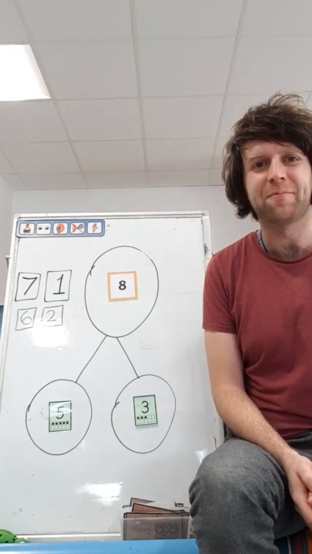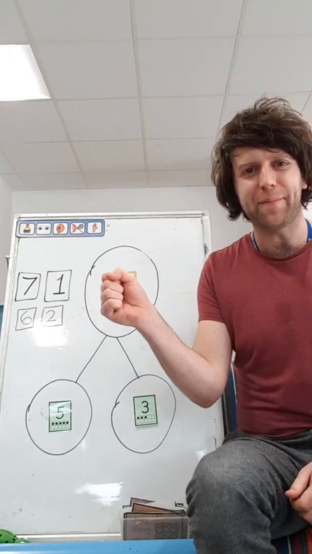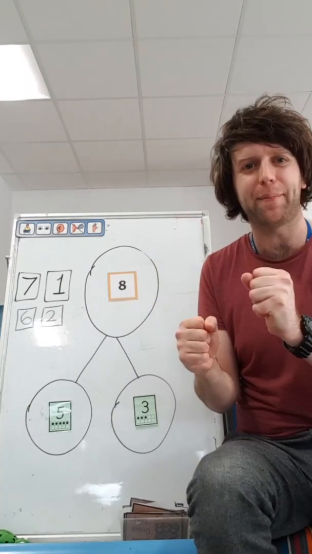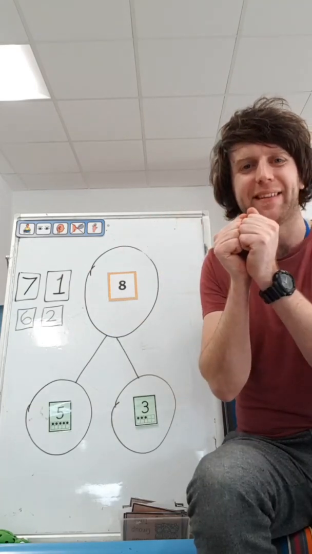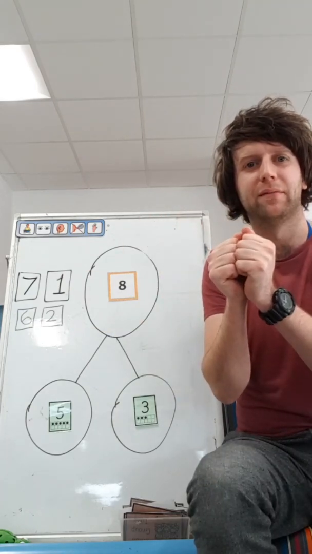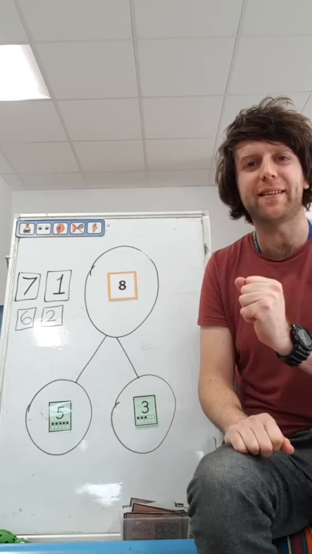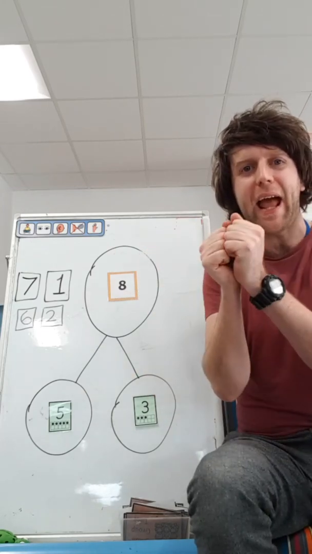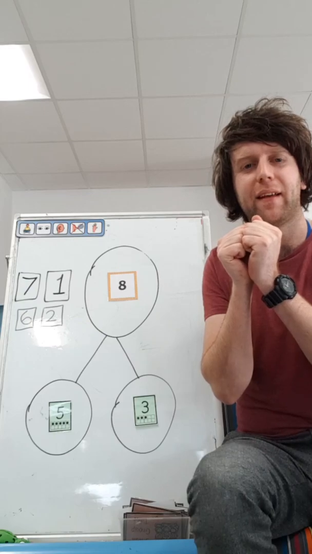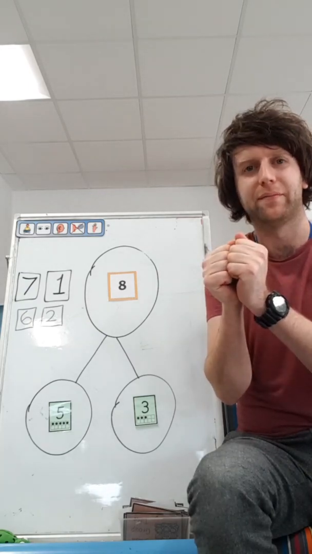Should we sing along? Ready? 5 is a part, 3 is a part, and 8 is the whole amount. Again, 5 is a part, 3 is a part, and 8 is the whole amount.